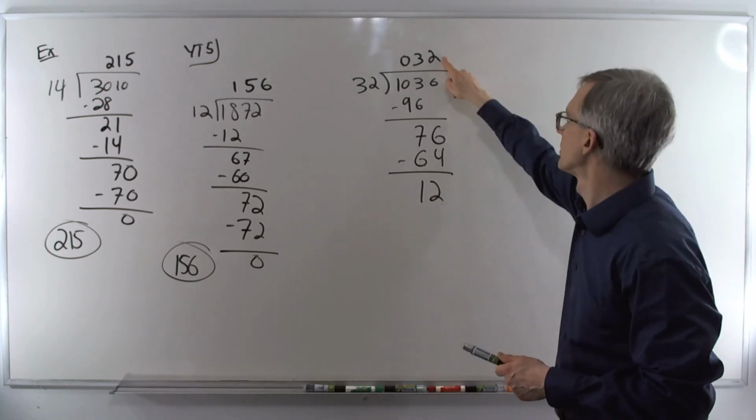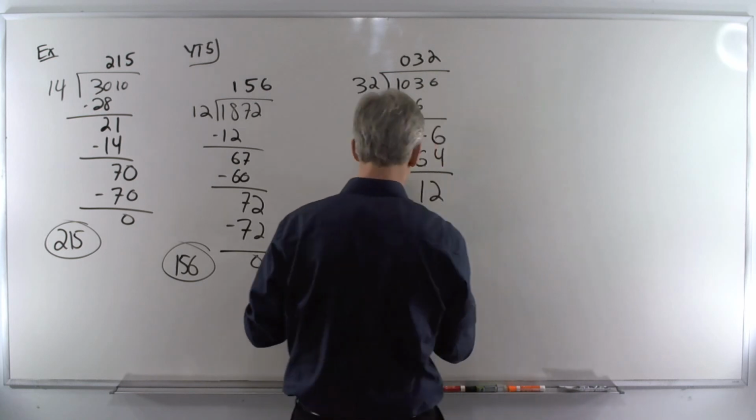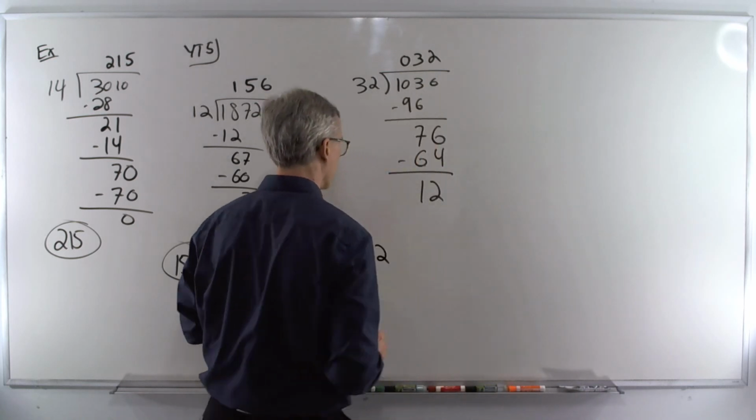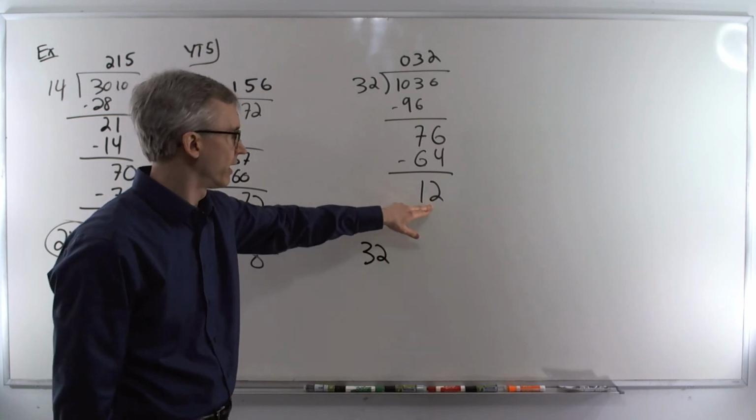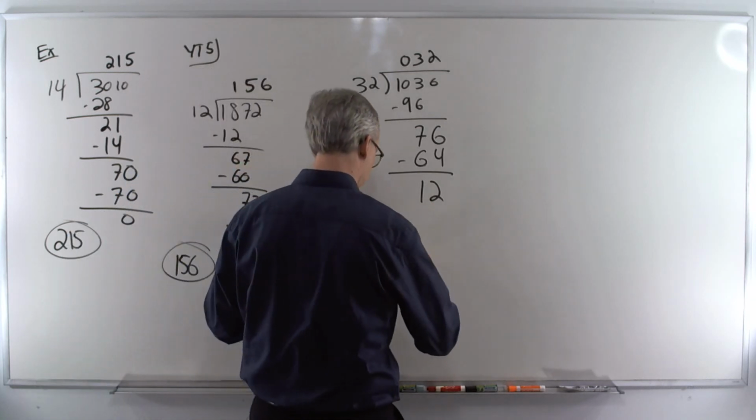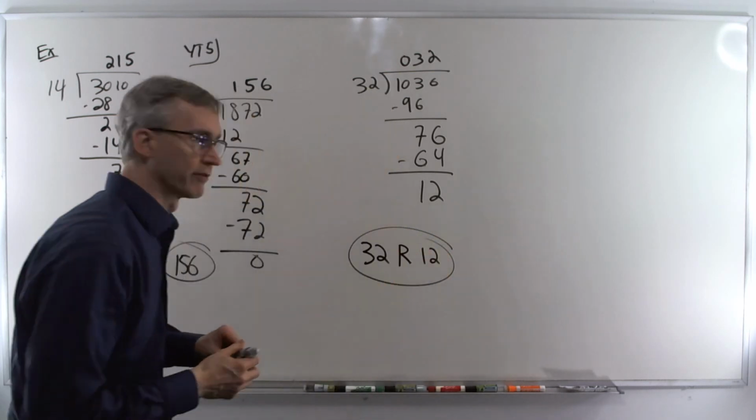All right, so the answer, just like over here, we got an answer 156. Well, the answer here is 32. So just a coincidence there, we got the same number. So we're going to write 32 and then R for remainder, followed by 12. So the answer is 32 R 12. 32 with 12 left over.